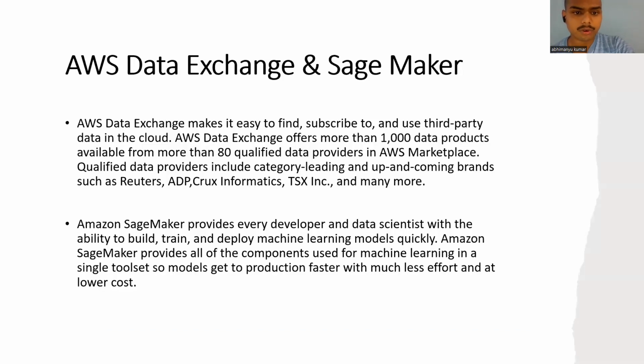So talking about AWS Data Exchange and SageMaker, these are the two main services which we will be using for this platform. First one is AWS Data Exchange, which helps us to get our data set. Like we have taken around the past 20 years of data from AWS Data Exchange in this project. It offers more than 1,000 data products available from more than 80 qualified data providers in AWS marketplace. And data providers are Reuters, ADP, Crux Informatics, TSX Inc., and many more.